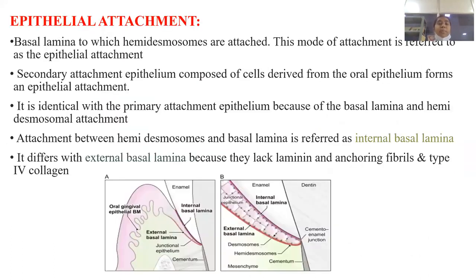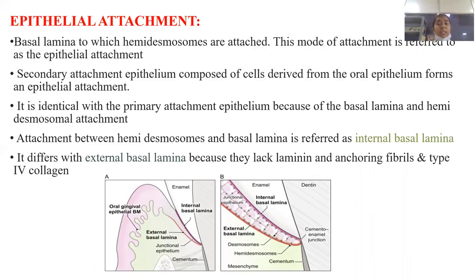Epithelial attachment. The basal lamina to which the hemidesmosomes are attached, this mode of attachment is known as the epithelial attachment. Secondary attachment epithelium, composed of cells derived from the oral epithelium, has an epithelial attachment. It is identical with the primary attachment epithelium because of the basal lamina and hemidesmosomal attachment. Attachment between hemidesmosomes and basal lamina is referred to as the internal basal lamina.